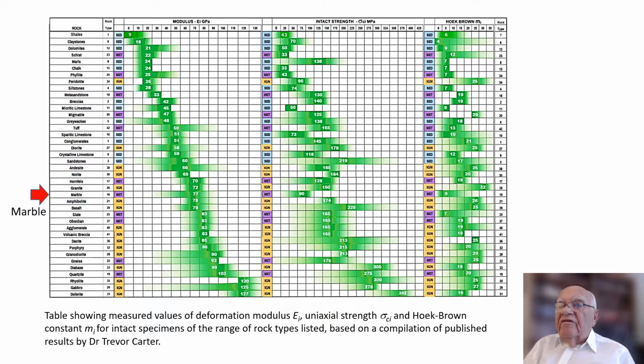This table gives a summary of published values of the deformation modulus E, the uniaxial compressive strength sigma Ci, and the Hoek-Brown constant mi for a wide range of rocks. This table was prepared by Dr. Trevor Carter, a former colleague of mine when we both worked for Golder Associates, and we have found it to be very useful during the early stages of projects where very little test data is available. I've highlighted the row referring to marble, and you'll see that the average values are E equals 77 GPa, sigma Ci equals 90 MPa, and mi equals 9.